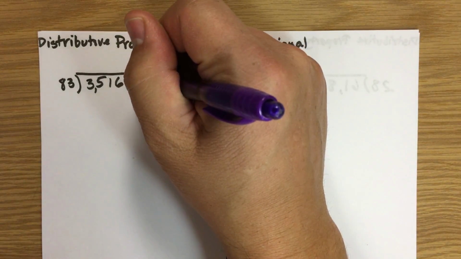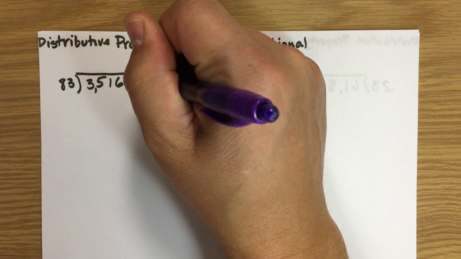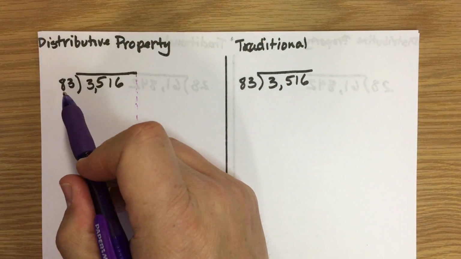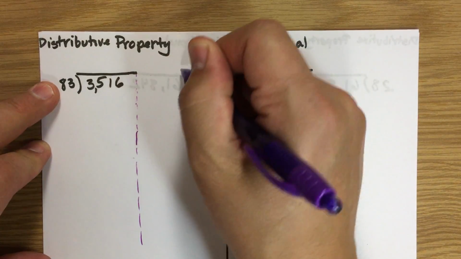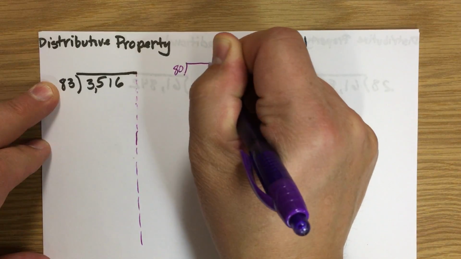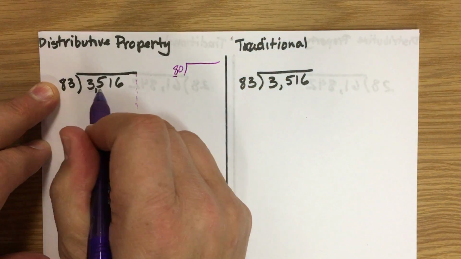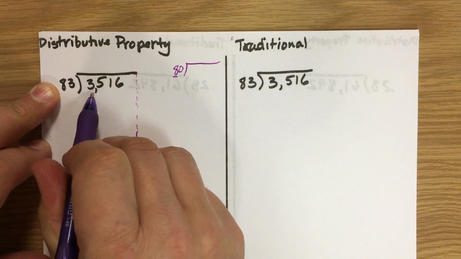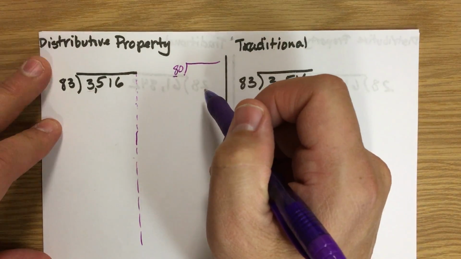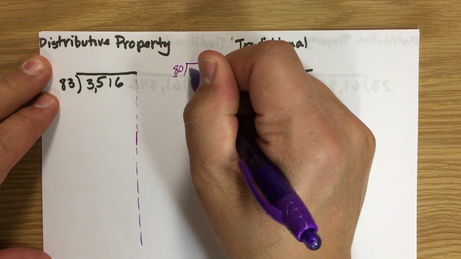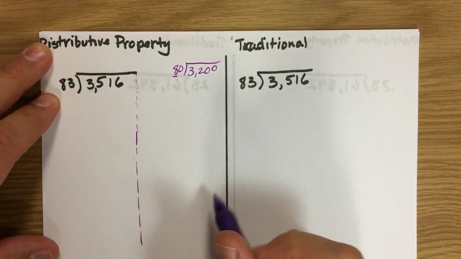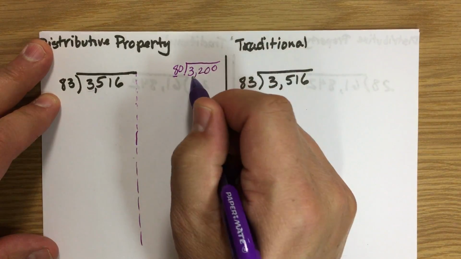So we're going to do this problem, and as I always say before we start, we're going to go ahead and estimate. So I'm going to round 83 to 80 over here, and I'm going to make the first two digits here compatible with 8. So I'm looking at 35, and the closest one I can think of that's compatible with 8 is 32. So I'm going to make this 3,200.